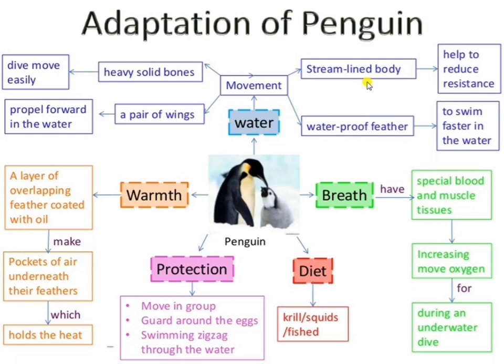Next, they have streamlined bodies, flipper-like wings and webbed feet, which help them to swim in water. Their webbed feet also allow them to walk on the ice with ease and give a better grip. They have a warm layer, a layer of overlapping feathers coated with oil. That provides warmth and makes pockets of air underneath their feathers which hold the heat.